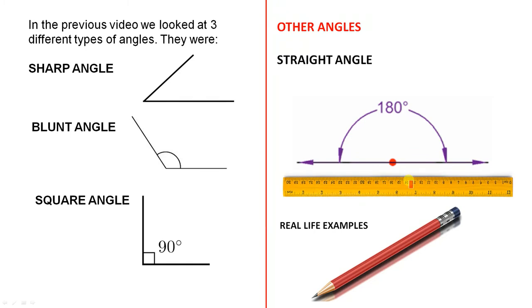And here are some examples in real life of straight angles. So you have a ruler that you use in class or you use to measure different types of things. That's an example of a straight angle, and also a pencil. You can see that that's a perfect example of a straight angle.